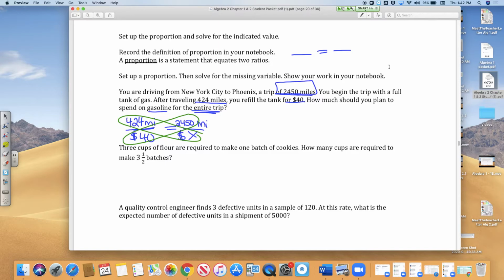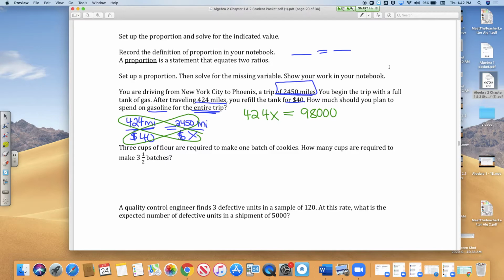So I'm going to multiply x times 424, and that becomes 424x. I multiply 40 times 2,450, and let me do that in my calculator. So 40 times 2,450, that's 98,000. And then you set these things equal to each other, and then you will have to solve a one-step equation.